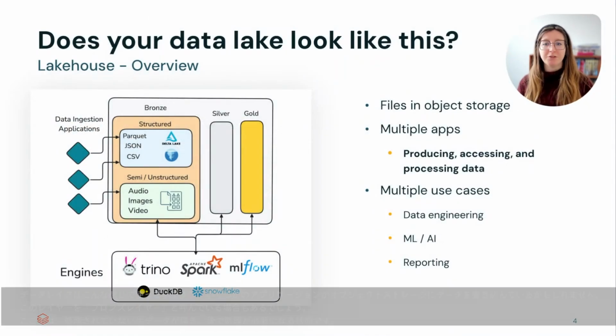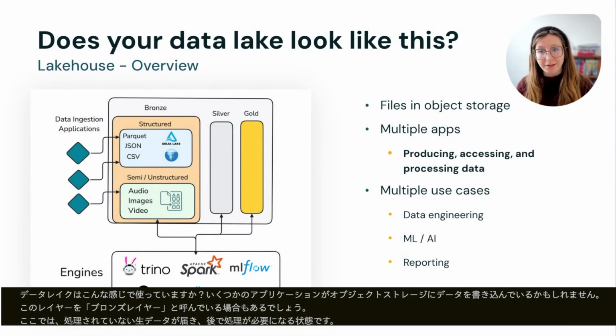So, does your data lake look something like this? You may have several different applications that will be writing data to object storage. You may call this layer your bronze layer. So, we have unprocessed data that's coming in its rawest form that will need to be processed later on.